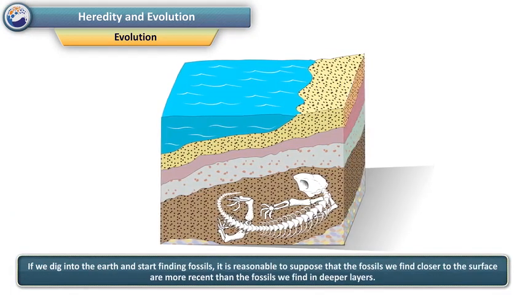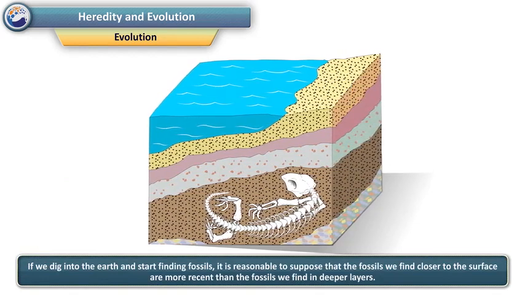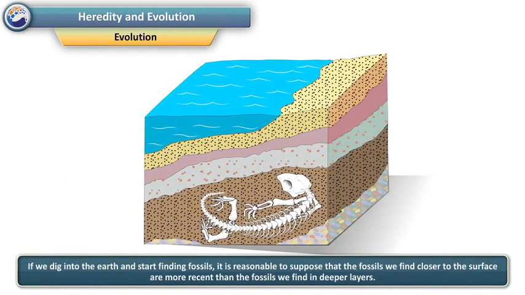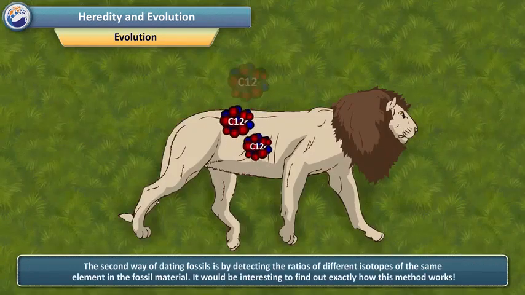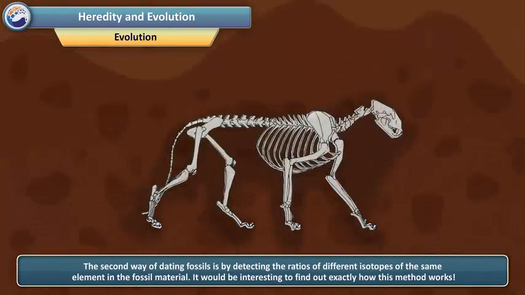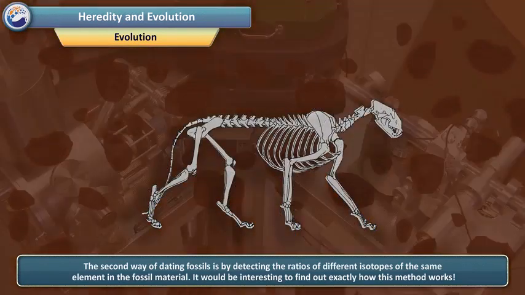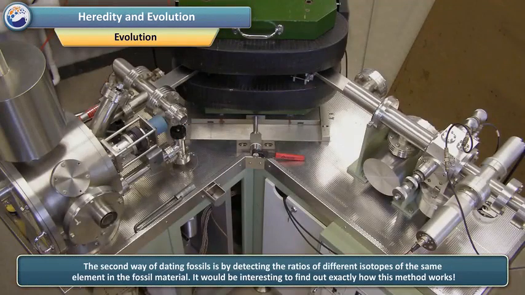If we dig into the earth and start finding fossils, it is reasonable to suppose that the fossils we find closer to the surface are more recent than the fossils we find in deeper layers. The second way of dating fossils is by detecting the ratios of different isotopes of the same element in the fossil material. It would be interesting to find out exactly how this method works.